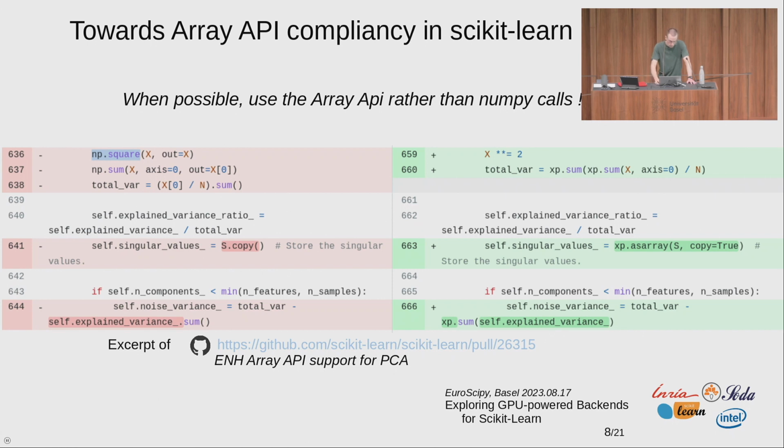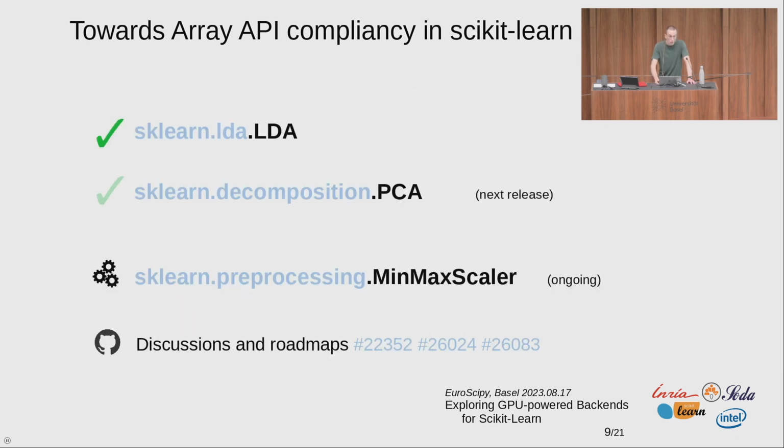And then you have GPU support in scikit-learn. So what are so far the estimators and the functions in scikit-learn that have this kind of support? Since the last release, scikit-learn 1.3, support for LDA, linear discriminant analysis, has been released already. I was just talking about PCA, which has been merged in the main development branch, so it will be made available in the next release. Ongoing work is also happening on other scikit-learn classifiers, transformers, etc.